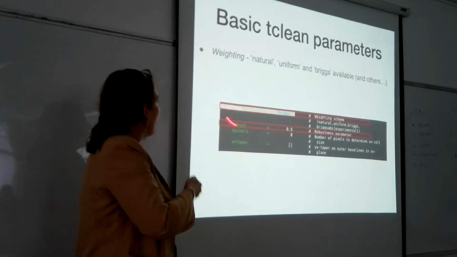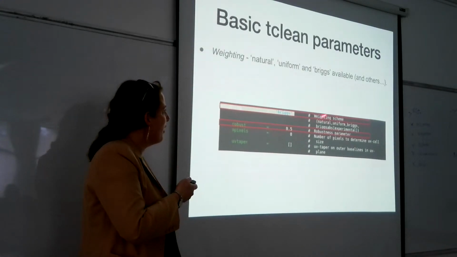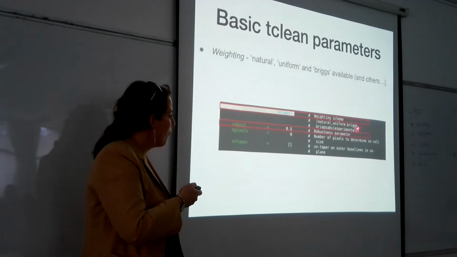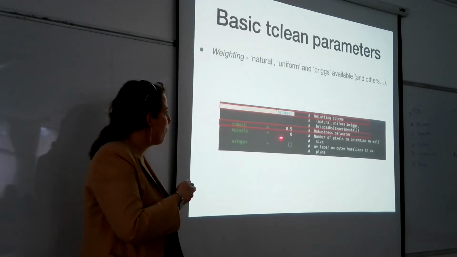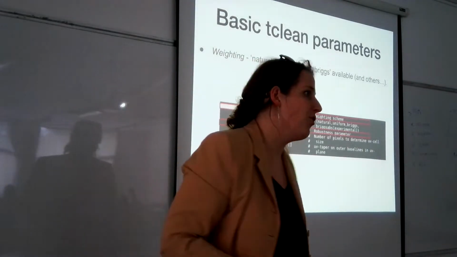Okay, then there's this very important parameter that I mentioned before, the weighting. You can set weighting to either natural, uniform, or briggs. And if you set it to briggs, then you have to set your robust parameter to a value between -2 and 2.